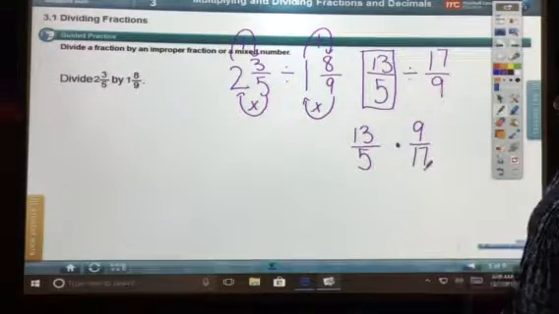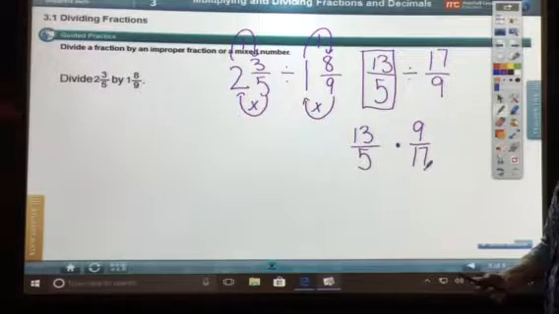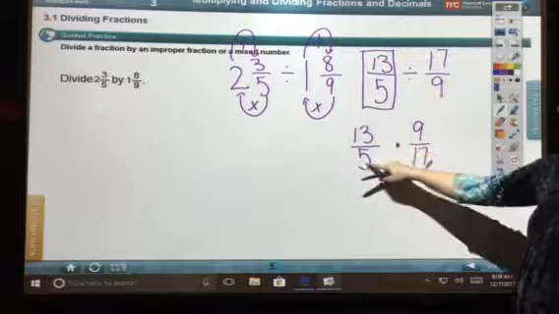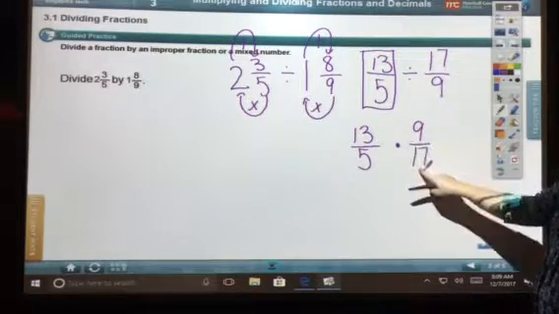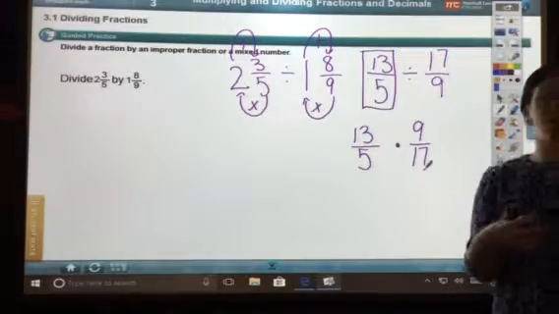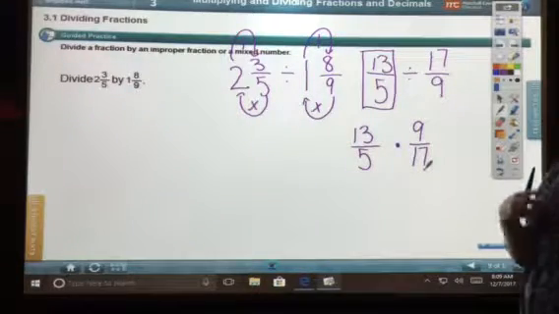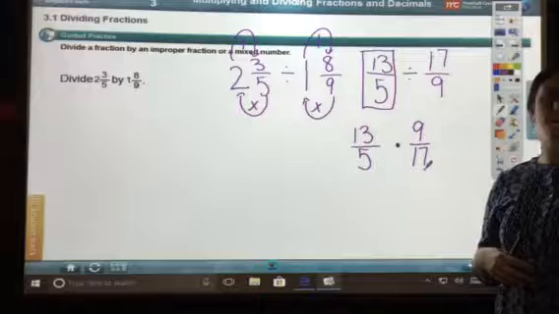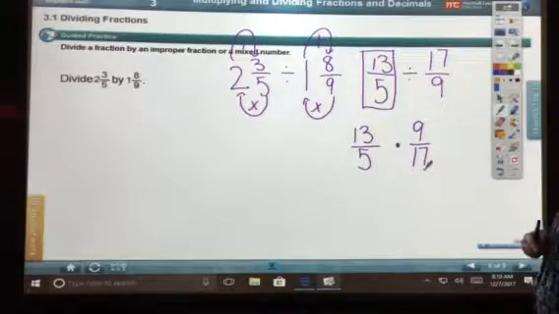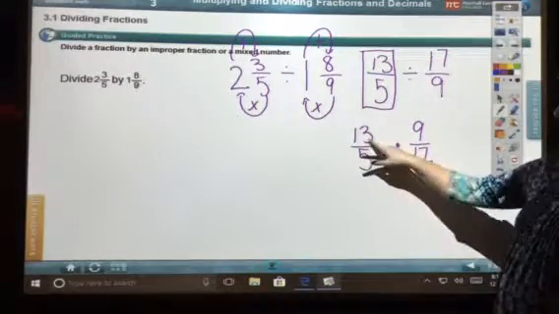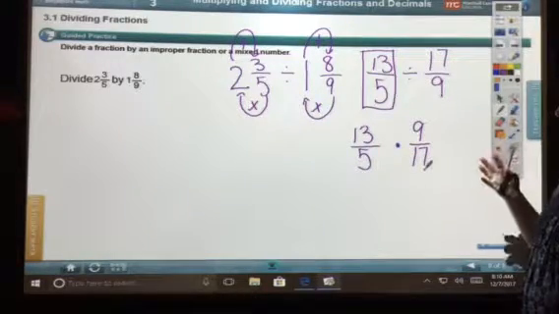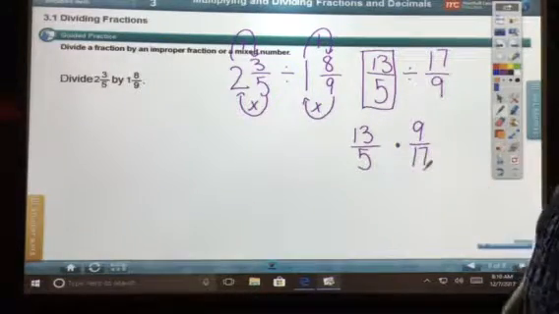9 over 17. I'm looking for common factors, and so I look at 5 and 9. You can even do it within the same fraction, as long as you choose a number from the top and a number from the bottom, and you divide them by the exact same thing. So in math, whatever you do to one part, you have to do the same thing to the other. I really don't see anything. I'm looking at 13 and 17. They're prime. 13 doesn't go into 17. It's not going to work. Same thing for 5 and 9.